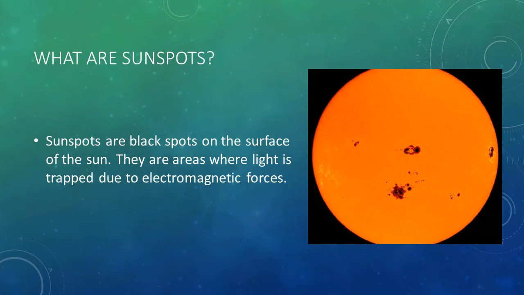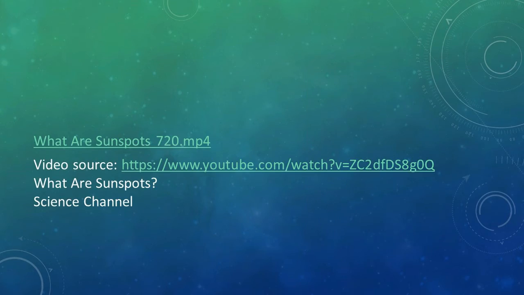A sunspot basically are black spots that will appear on the surface of the sun. How and why does it happen is because of the forces on the sun that traps the light. That means at these areas the light got sucked down, so it cannot escape to the earth. That's why you will see a black spot here. So this is a video.